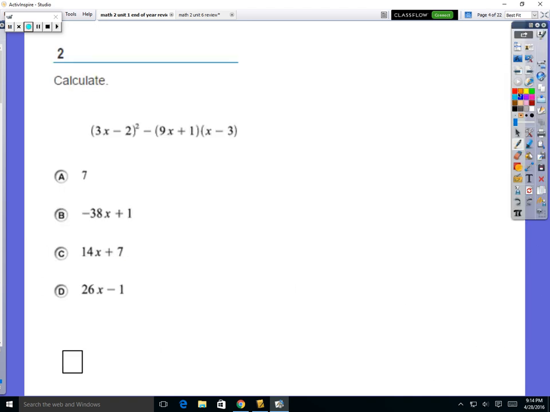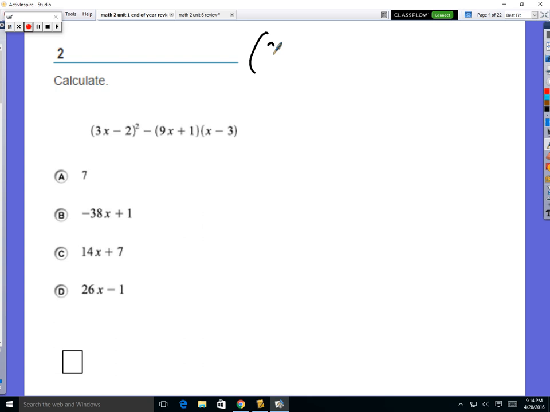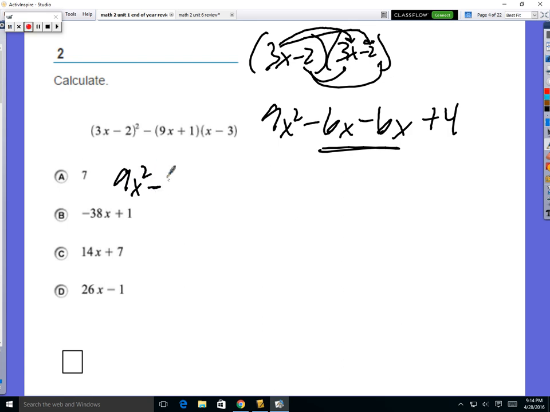Okay, number 2. Calculate this. Simplify this expression. You got 3x minus 2 squared. So you have to do 3x minus 2 times itself. 3x minus 2, so you times 3x times 3x, that's 9x squared. 3x times a minus 2 is a minus 6x. Minus 2 times 3x is a minus 6x. A minus 2 times a minus 2 is a plus 4. Add your like terms. So you have 9x squared minus 12x plus 4.